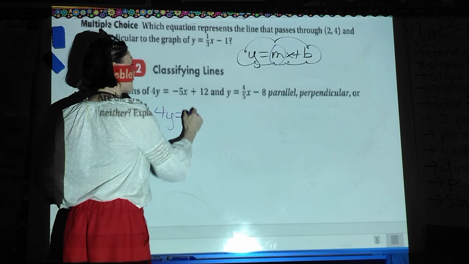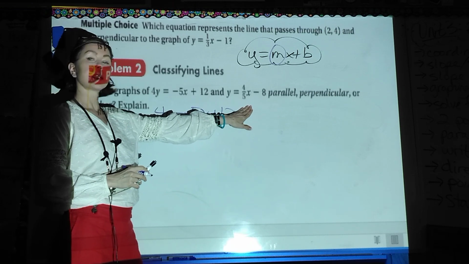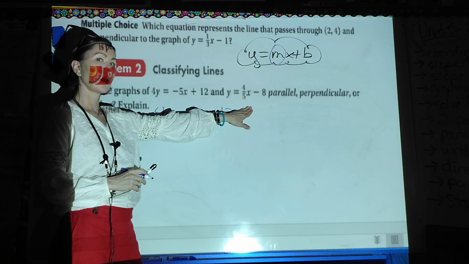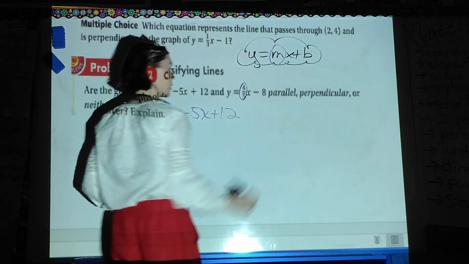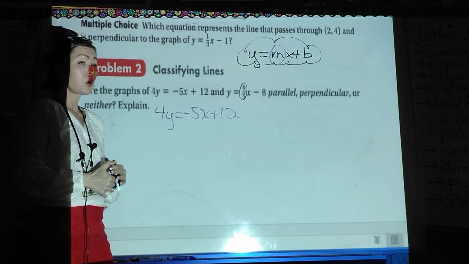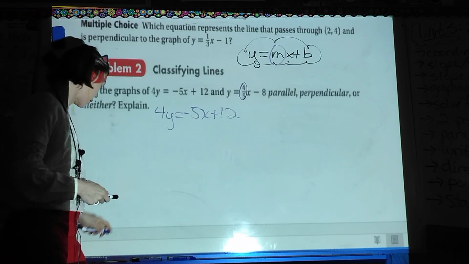4y equals -5x plus 12. Okay? Is the other equation in slope-intercept form? Yes. Nothing to do here. Yay! What is the slope? 4/5. There it is. Right there. So we just have to figure out what this slope is, and then we'll be able to determine if they are parallel, perpendicular, or neither.